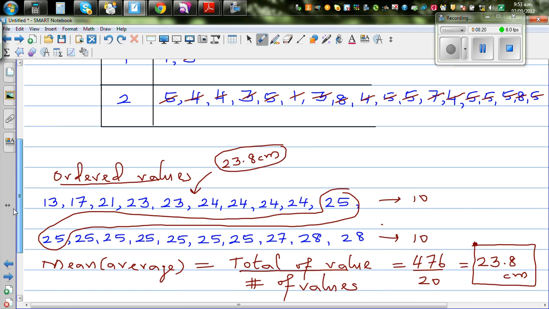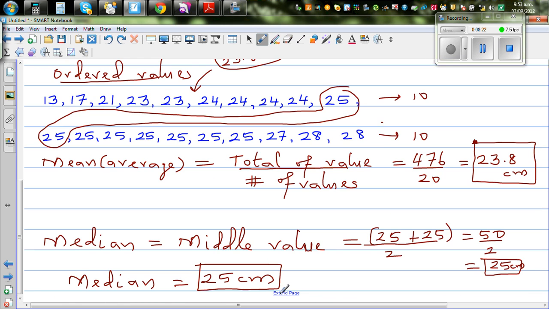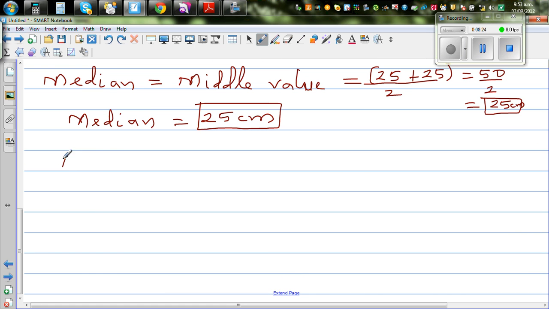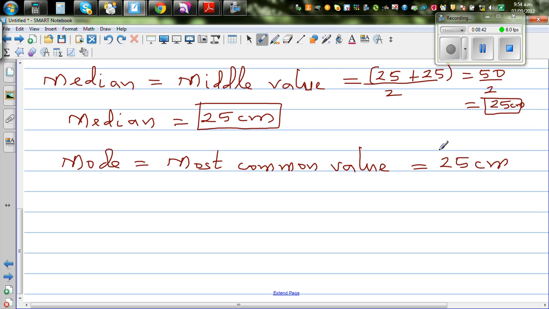Okay, so we have done mean, we have done median, let's find the mode. Mode is the most common value. Which is the most common foot length? The most common value is again 25. 25 is the most common foot length of these 20 year 9 students.